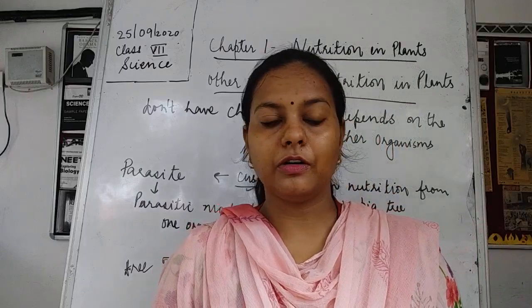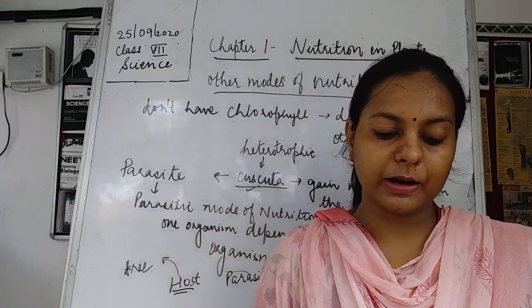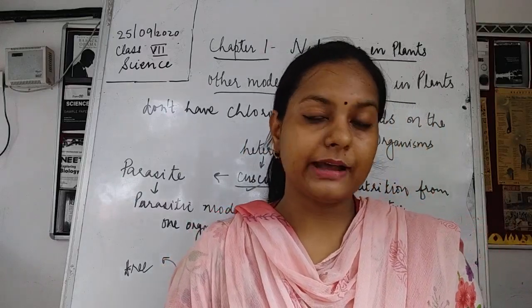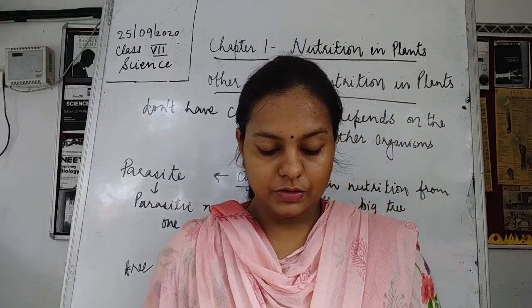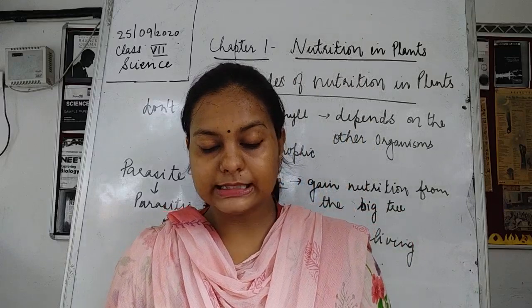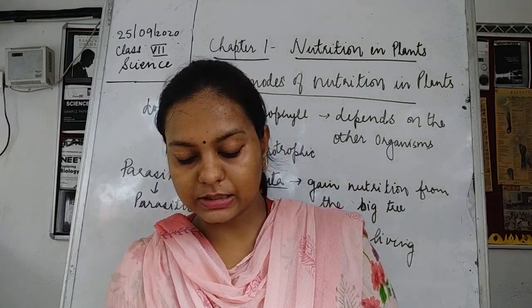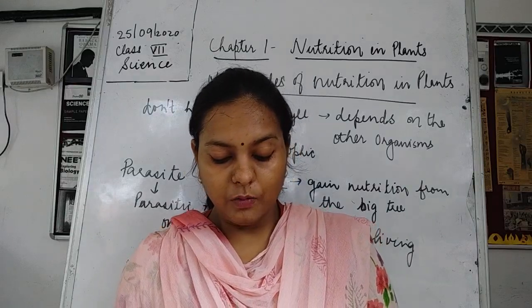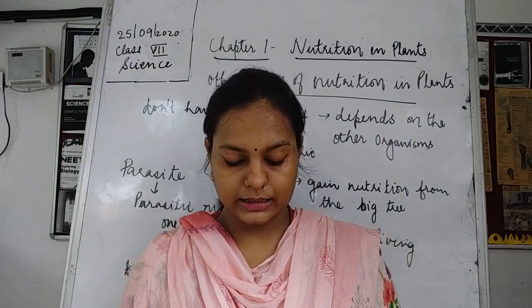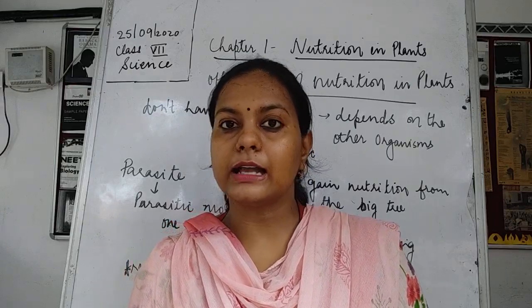These use the heterotrophic mode of nutrition. Look at figure number 1.5, which is given over here. It has the Amar bale on it. This is also known as Amar bale in Hindi. You can see a yellow, wiry, branched structure twining around the stem and the branches of a tree. This plant is known as Cascata, also known as Amar bale.